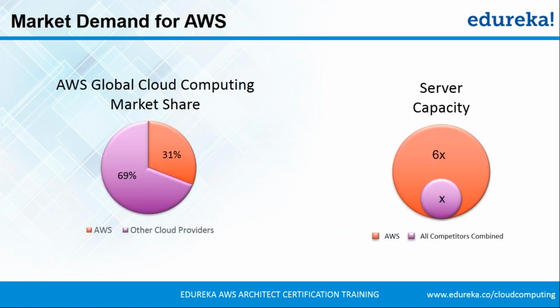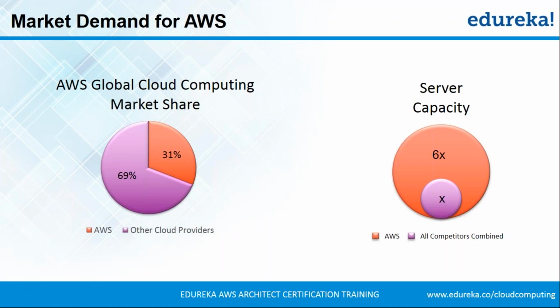So let's look at the market demand for AWS. If we talk about the global cloud computing market share, AWS alone has a share of 31% compared to all other cloud providers, which is 69%. Now you will say that 69% is greater than 31%, what's the big deal? But you have to understand that AWS alone has a share of 31%. No other cloud provider is even near what AWS's market share is right now. And that is the reason AWS is still a leader, right?